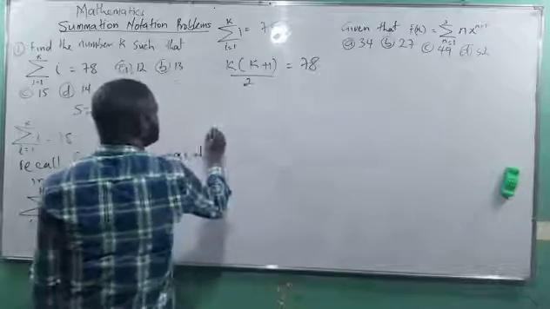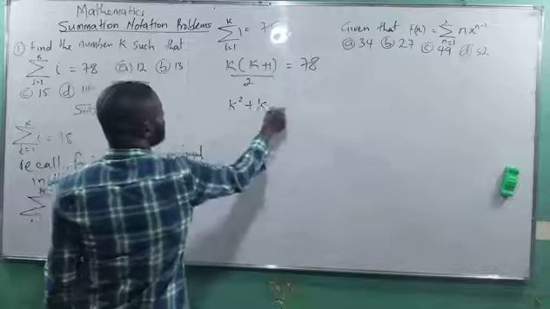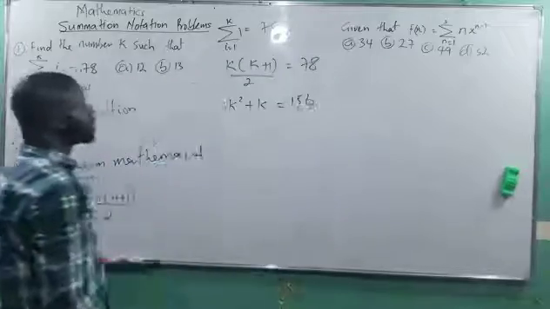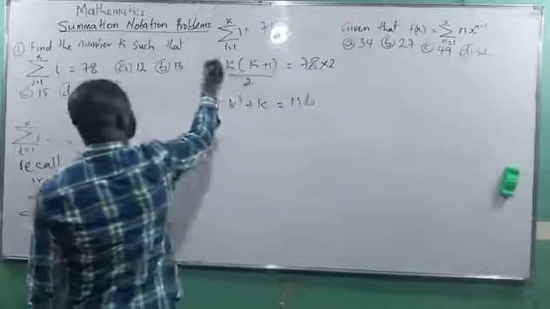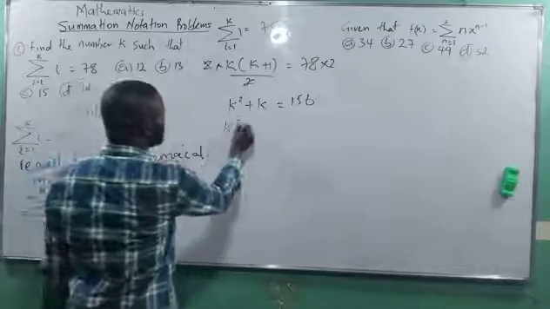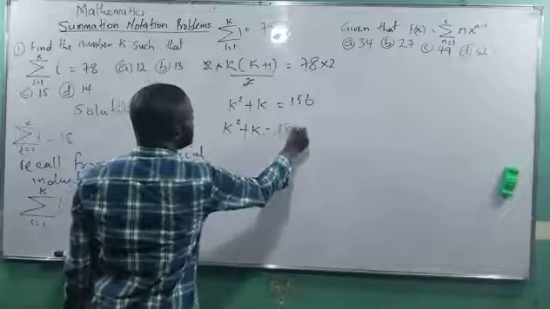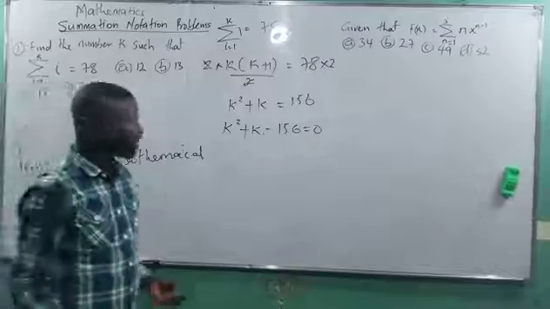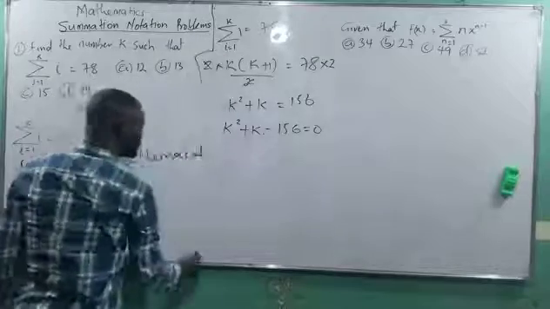At this junction, I'll have k squared plus k equals 78 times 2, which is 156. We just multiply by 2, so we cancel the denominator. Now I'll have k squared plus k minus 156 equals 0. This is a common quadratic equation that every one of you is used to. Now, how do I solve this problem?